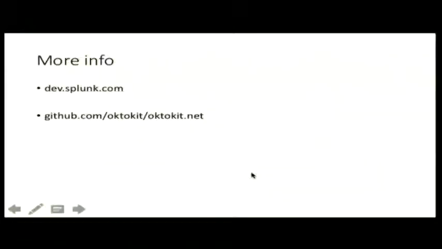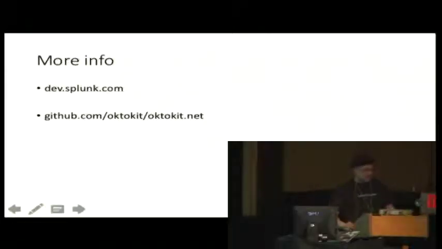You can go to dev.splunk.com, and to get Oktokit, you can go to github.com/Oktokit/Oktokit.net. Also, when you're authoring those inputs, they support async await, so you can write the code the way you want to write it.